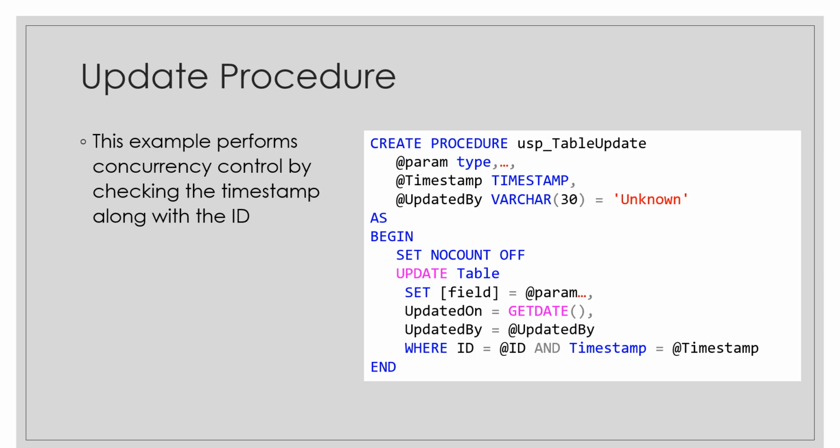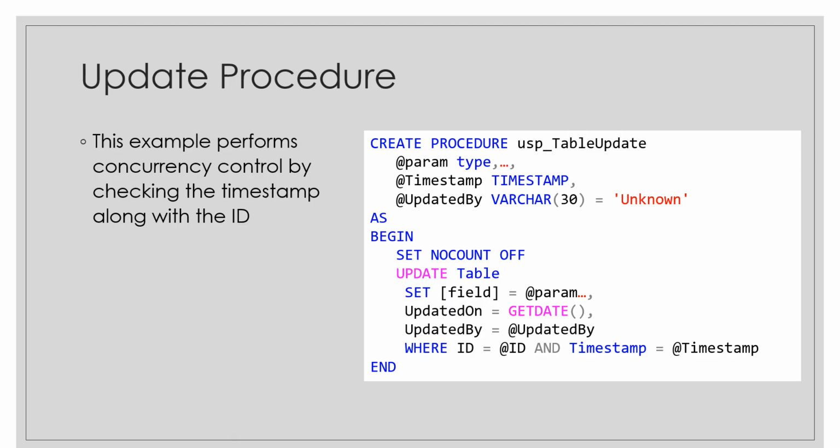Okay, an update. We already talked about all these concepts. You have your parameter list for all the different data values that you might want to update, usually one for everything in a table. You'll have your timestamp value and your updated by values as well. So you'll update the table, you'll set all the fields to the parameter values. Updated on will use your getDate, and your updated by will get the default value.